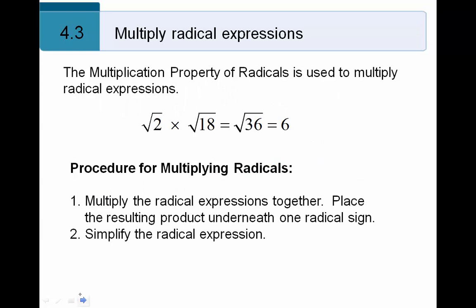We're going to use the multiplication property of radicals to multiply radical expressions. For instance, the square root of 2 multiplied by the square root of 18 is equal to the square root of 36, which we know is just equal to 6. So this is the procedure that we're going to follow for multiplying radicals. First, we will multiply the radical expressions together. We will place the resulting product underneath one radical sign. Then, we will use what we learned in 4.1 and 4.2 to simplify the radical expression.